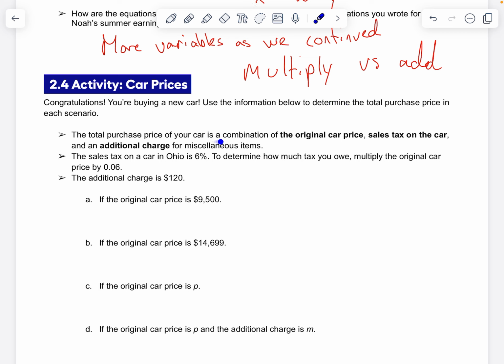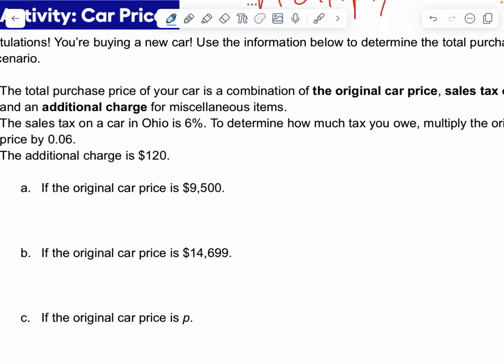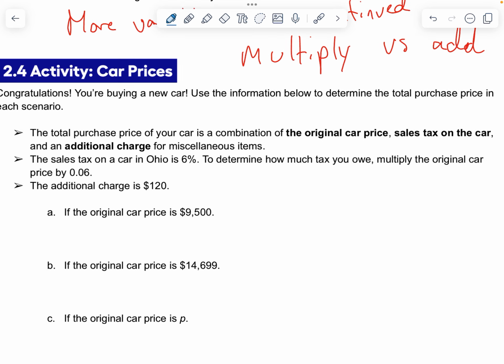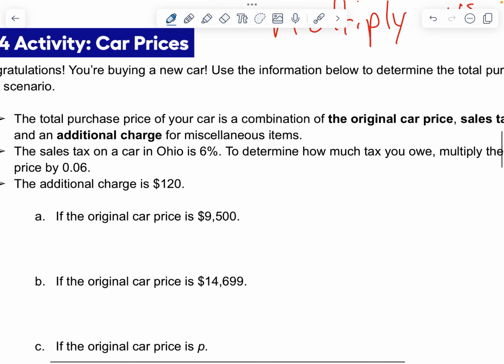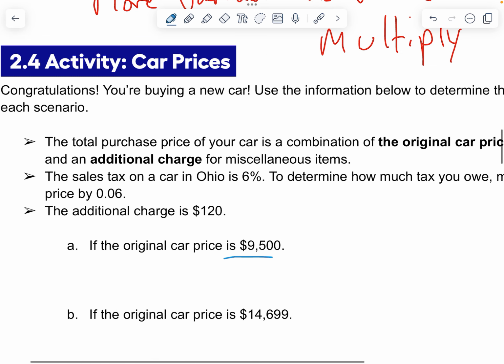The total purchase price of your car is a combination of original car price, sales tax on the car, and an additional charge for miscellaneous items such as tax, fees, insurance, whatever it may be. A sales tax on a car in Ohio is 6%. To determine how much tax you owe, multiply the original price by 0.06. The additional charge is $120. So, it wants to know how much the total price would be if the original car price is $9,500.